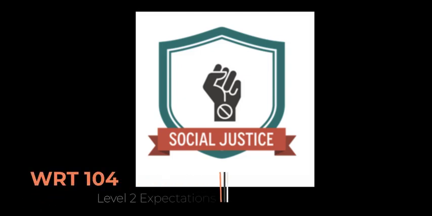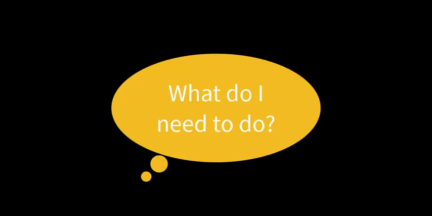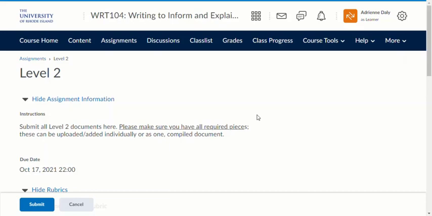This video is a short look at what you need to do for Level 2 of the Social Justice Badge. We will look at the required activities and the rubric to understand what you need to do and what I, the instructor, will be looking for. Let's briefly look at the rubric.